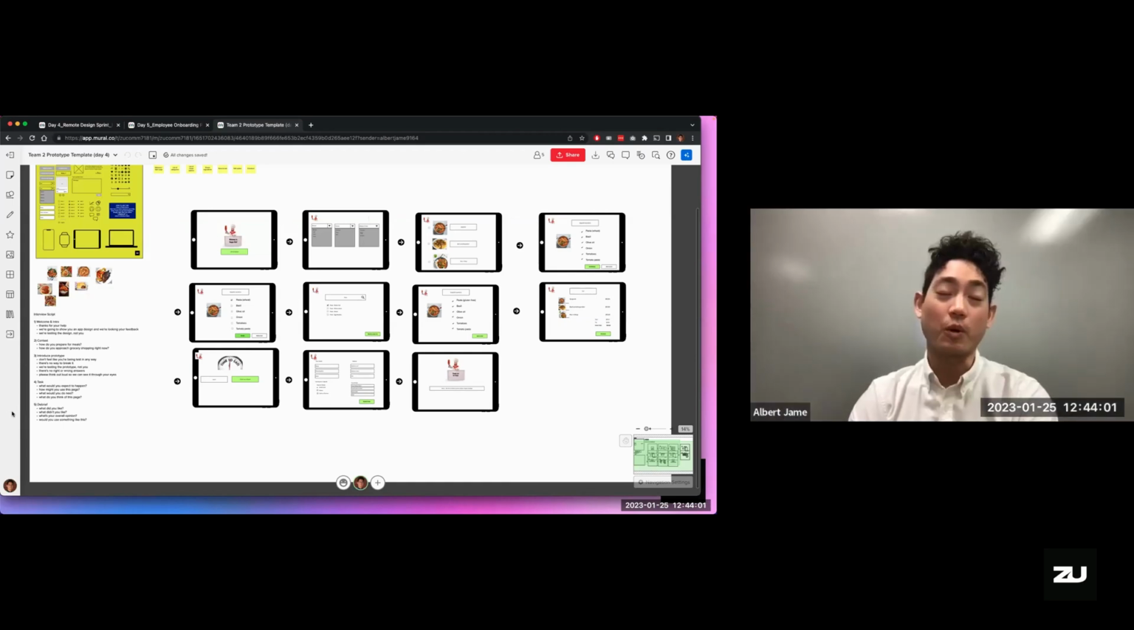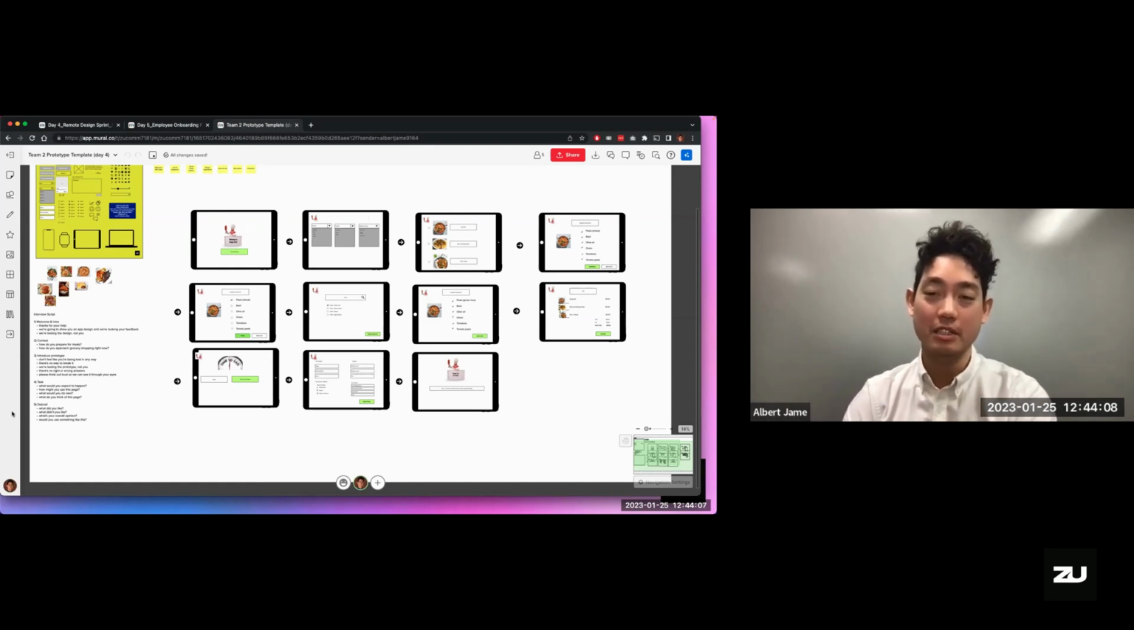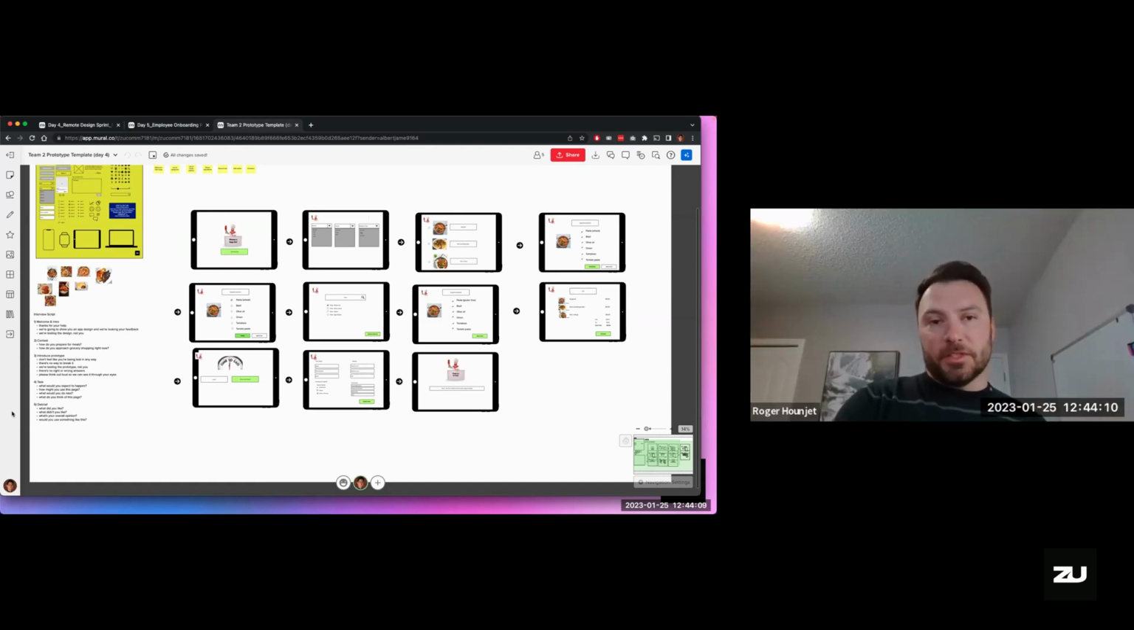But how important do you think the testing process is? Like, how important was it for you and the team to hear that feedback? Did it make a big difference? Huge difference, huge difference.